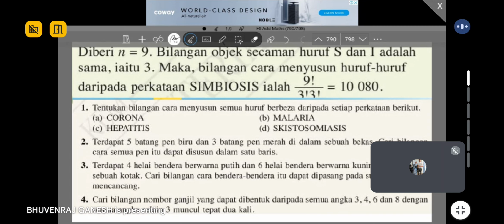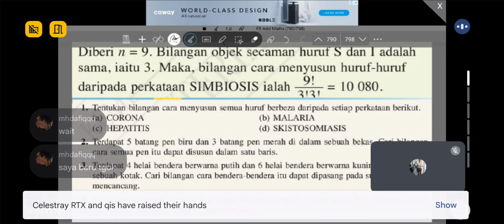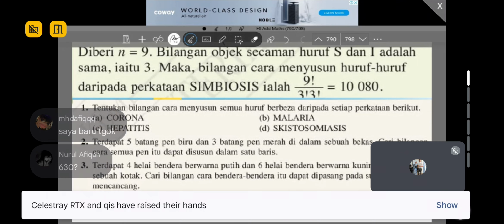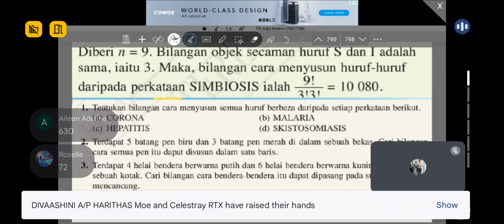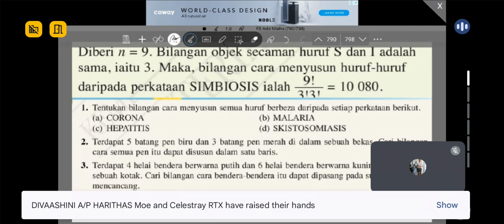So anyone else want to give a go? Question number 4. Ataupun dah give up? Anyone give up untuk soalan 4? If you give up, please raise your hand. Surrender. Angkat tangan. Oh, masih mencuba. Okay, dah ada pemenang. Nurul Afika and Adeline. Okay, very good. Your answer is correct already. 630 is the answer.